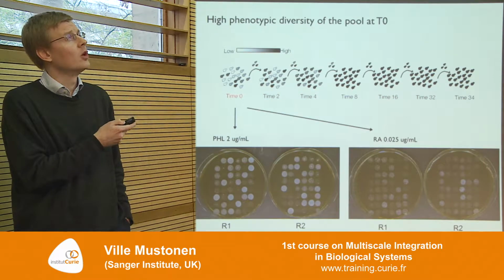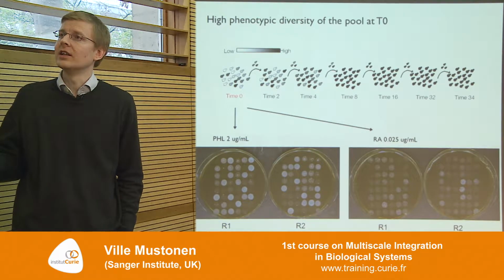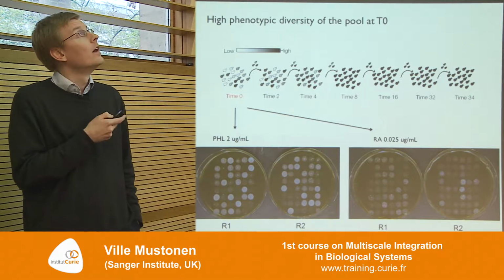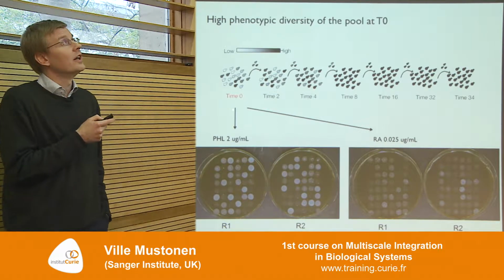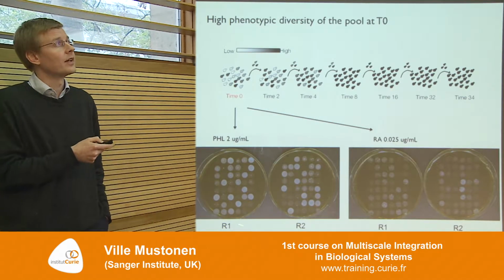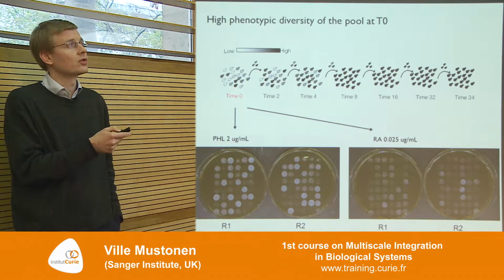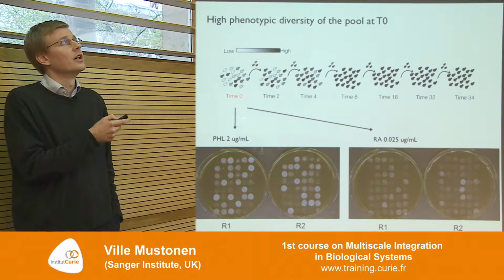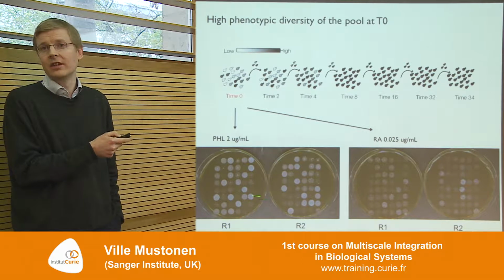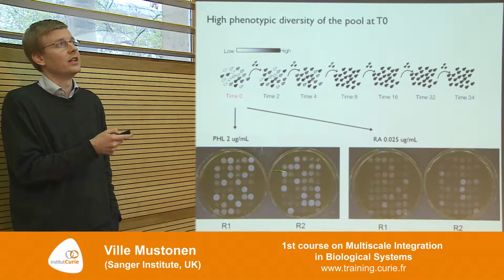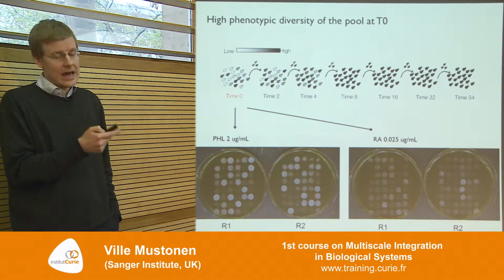And let's just have a look at the initial population, whether that genetic variability leads to any phenotypic variability. So what you see here is the initial population. It's done in 2 replicas and some spot assays. So basically seeing how different individuals grow and form colonies under phleomycin. And you can see essentially that yes, there is quite a bit of phenotypic variability in the initial population. Same for rapamycin here.